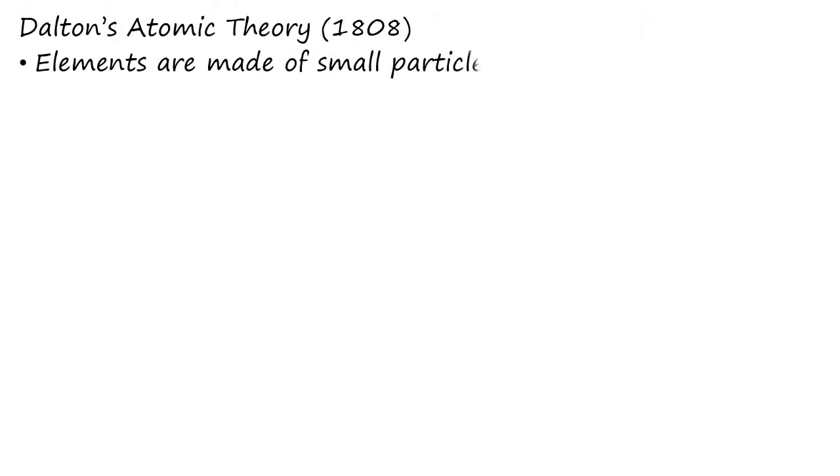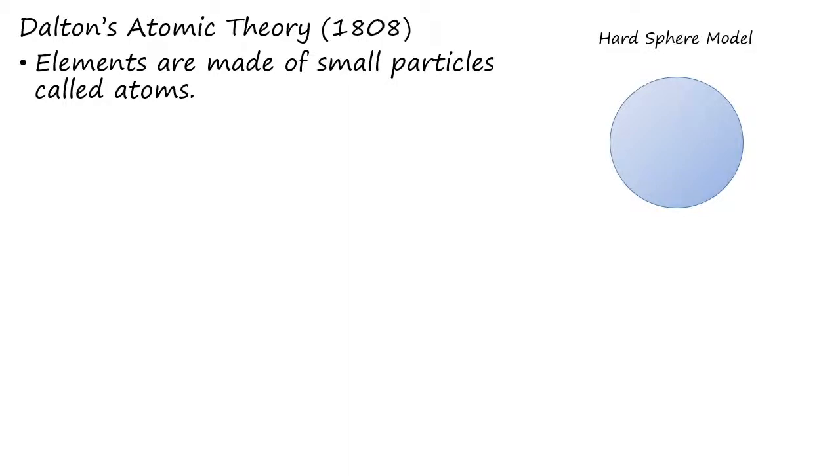Okay, and we'll begin with Dalton's atomic theory, which was developed in 1808. And there are four main points to Dalton's atomic theory. The first being that elements are made of small particles called atoms. And so these atoms make up all matter, and Dalton visualized these as solid spheres. So the model became known as the hard sphere model.